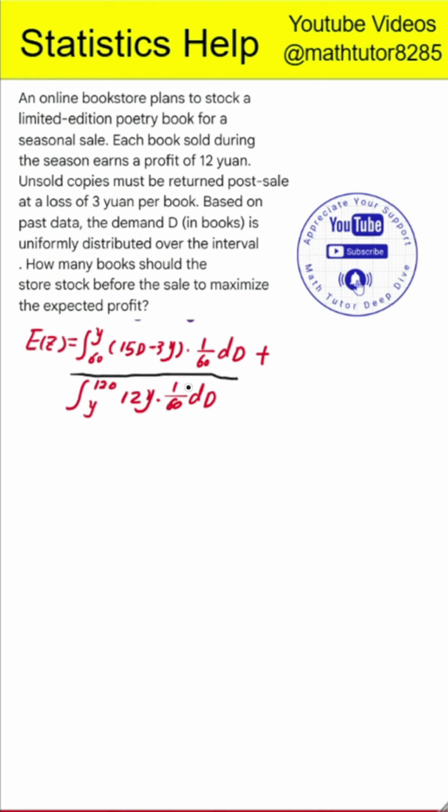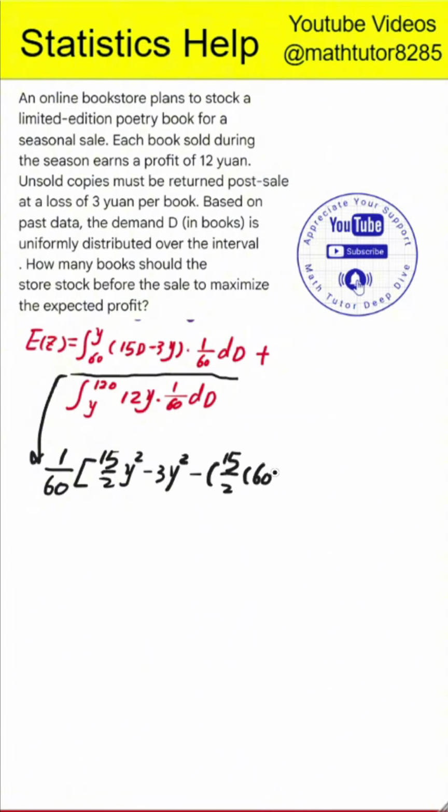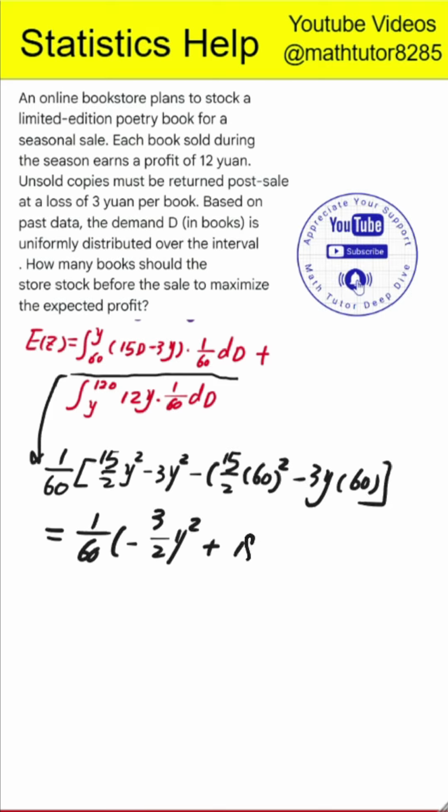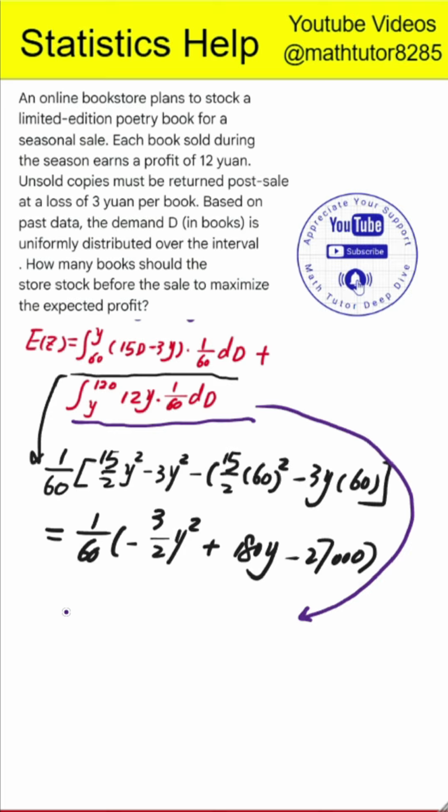Next step is to evaluate the expressions. When we carry out the integration and simplify both parts, we find that the total expected profit becomes the sum of two terms. The first term simplifies to negative 1.5 times Y squared plus 180 times Y minus 27,000, all divided by 60. The second term simplifies to 1/5 of Y multiplied by 120 minus Y.